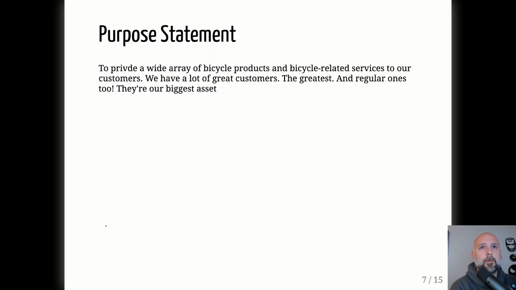You learn how to type the word provide better. That's what I would do.